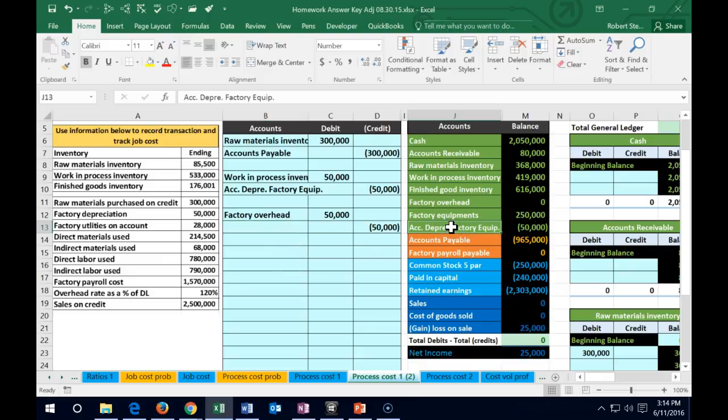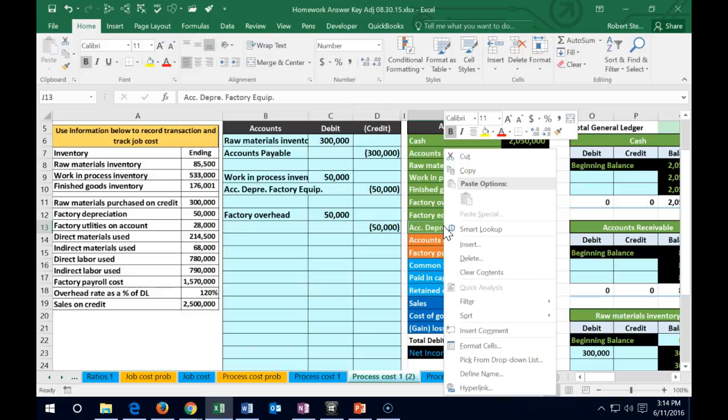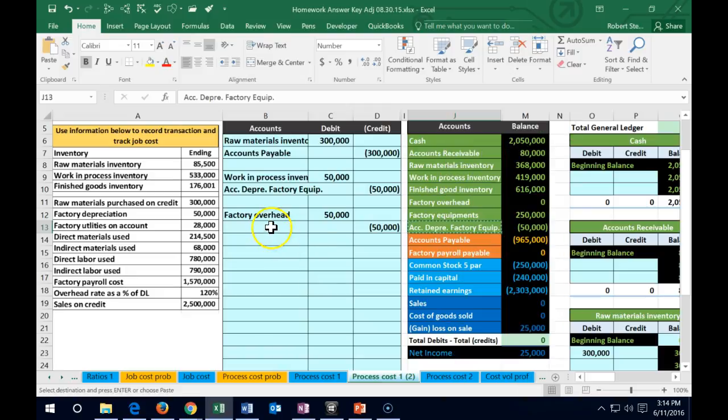So accumulated depreciation is going to be the allocation of the cost. So it costs 250,000 less the accumulated depreciation. 200,000 is the book value at this time. We're going to credit this accumulated depreciation. So I'm going to copy that. Going to put that in cell B13. That's going to be the bottom amount there. And now we can post this out.